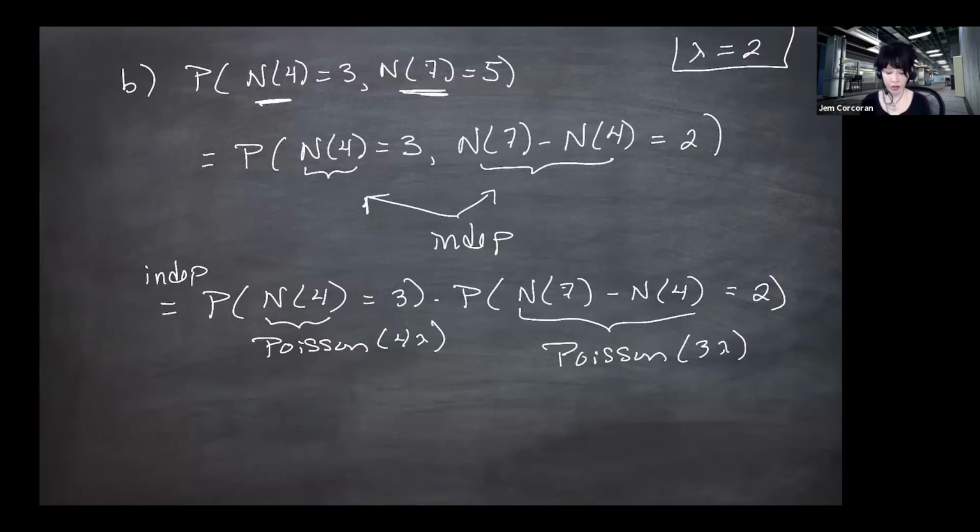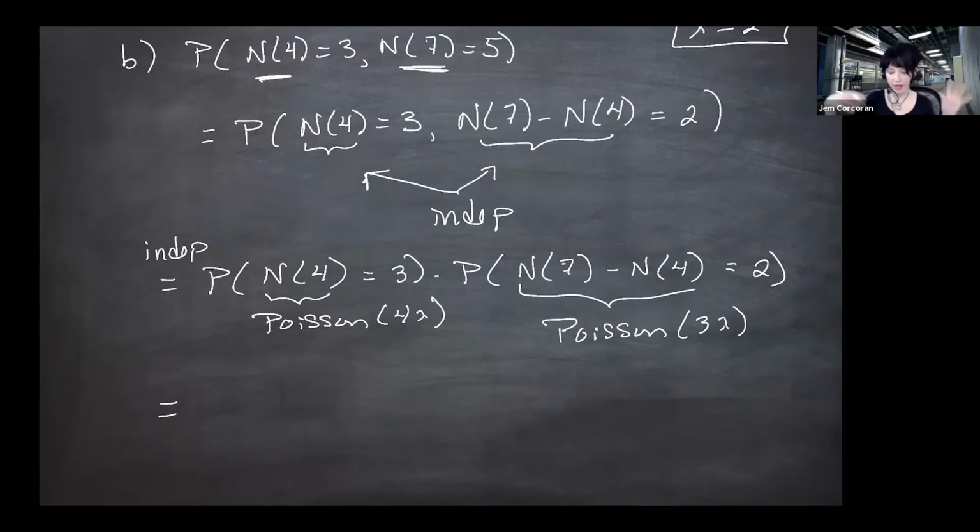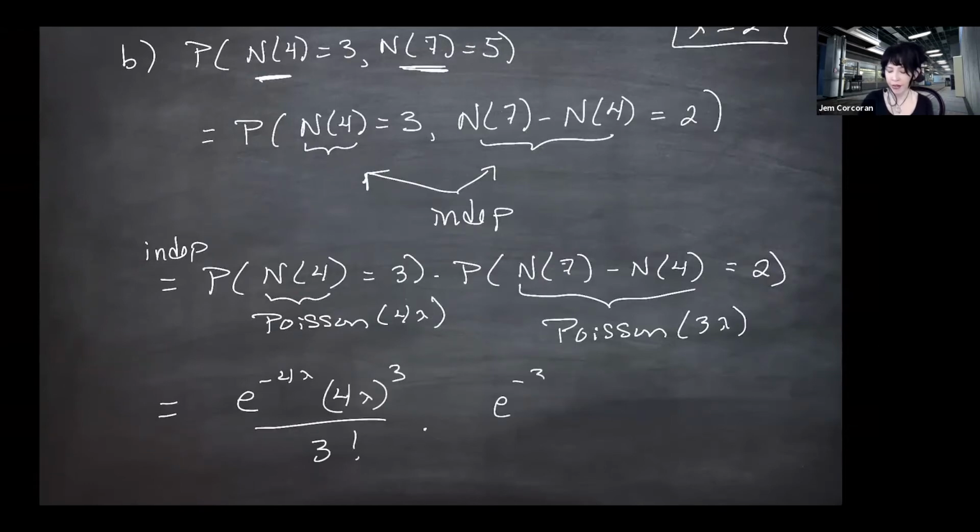So we want to use the Poisson distribution with those rate parameters and plug in 3 and plug in 2, and we get e to the minus 4 lambda, 4 lambda to the third over 3 factorial, times e to the minus 3 lambda, 3 lambda to the second over 2 factorial.